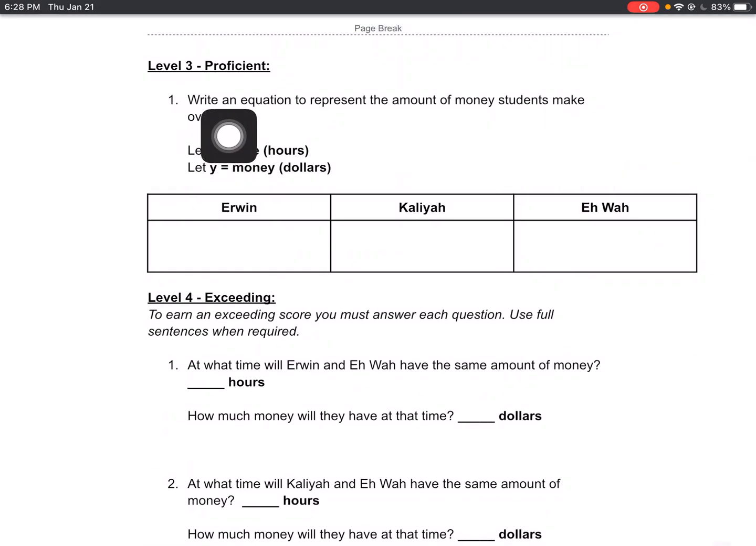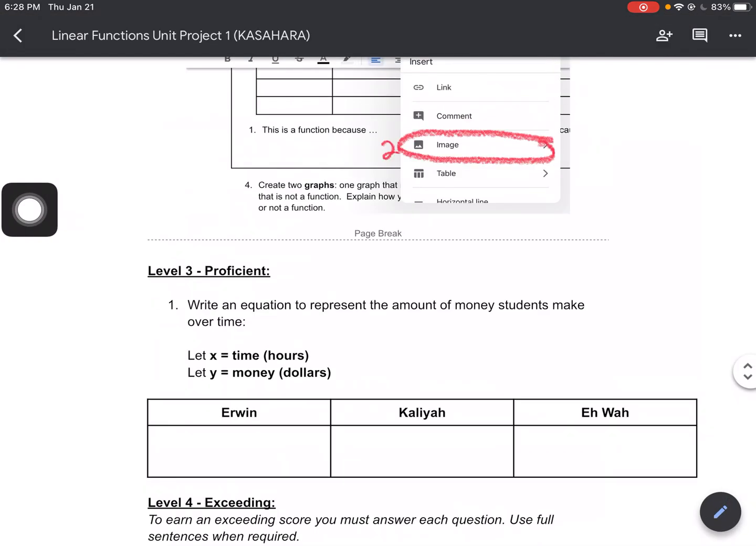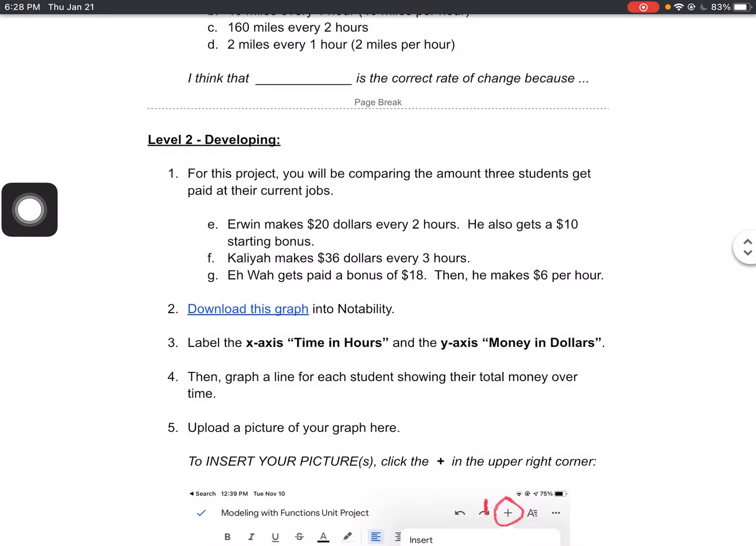Then you are going to write an equation to represent the amount of money students make over time. So letting x be time in hours and y being money in dollars, you're going to write an equation for Erwin, Kalia, and Ewa.